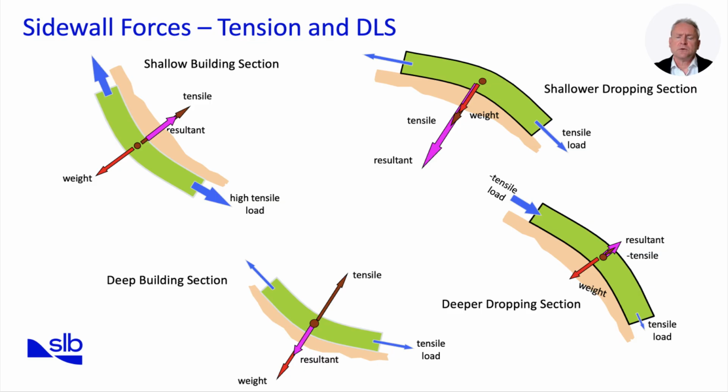We'll walk through the 4 diagrams in order and read the resultant vectors from the combined effects of weight W and tension T, as well as their implications. Top left, shallow building section. Here, tension is high in the string. In a building curve that high, axial pull resolves toward the high side, so the resultant vector points strongly into the top of the hole.